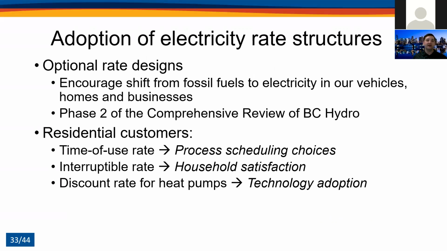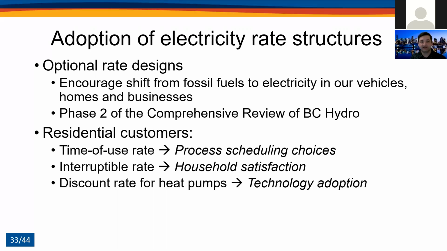they're looking at, is the adoption of electricity rate structures where utilities are offering optional rate designs which encourage the shift from fossil fuels to electricity in our vehicles, homes, and businesses. Now, this is important. If you're in British Columbia right now, this is actually talked about in the phase 2 of the comprehensive review of BC Hydro. This is something that BC Hydro is considering in the future, given what their end users are requesting of them.